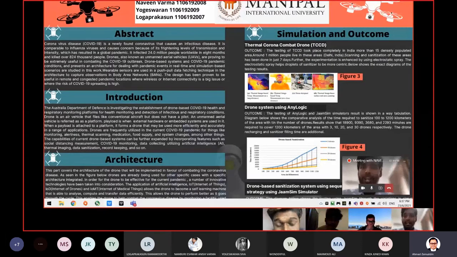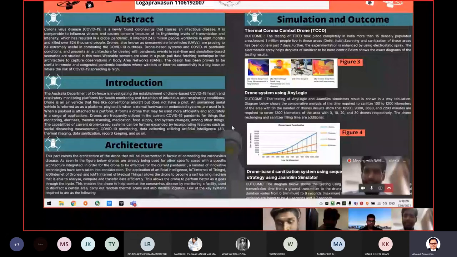Drones, also known as unmanned aerial vehicles, UAVs, are proving to be extremely useful in combating the COVID-19 outbreak. Drone-based systems and the COVID-19 pandemic condition are studied, and an architecture for dealing with pandemic events in real-time and simulation-based scenarios is presented in this work. Variable scenarios are used in the push and pull data fetching technique in the architecture to capture observations in body area networks, which is BAN. The design has been proven to be useful in remote and conjunct pandemic locations where wireless or internet connectivity is a big issue or where the risk of COVID-19 spreading is high.